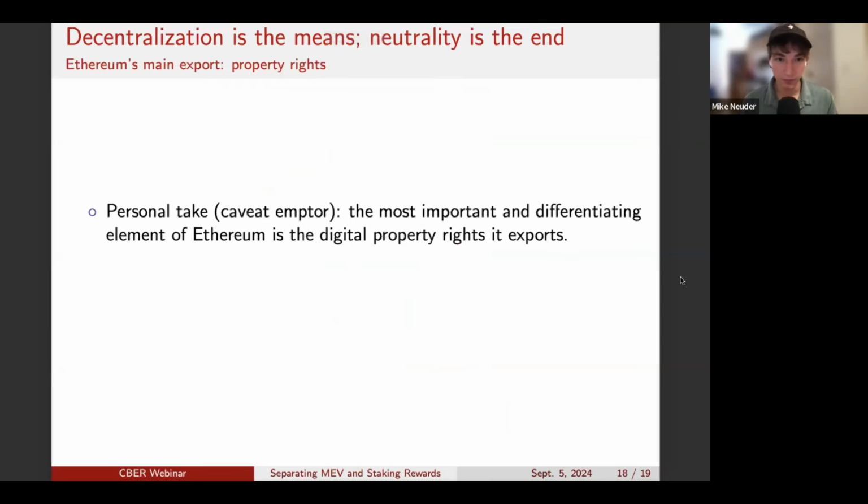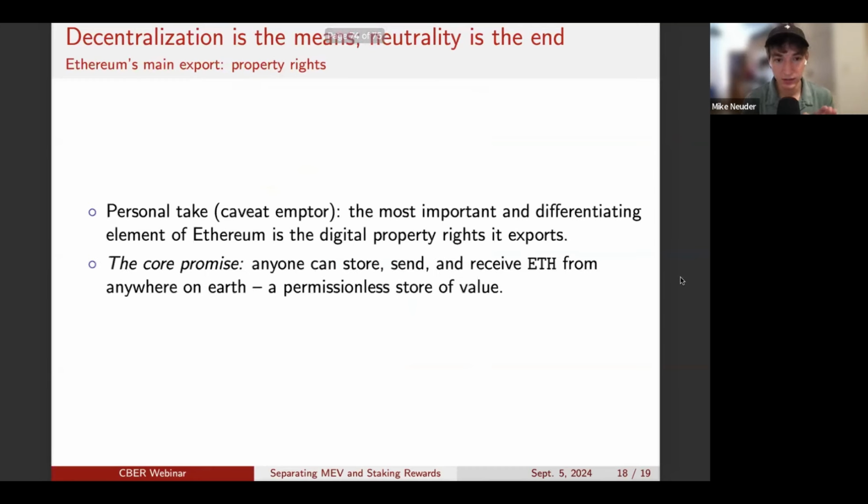Cool. And this is my last slide. This is a personal take, but I think the most important and differentiating element of Ethereum is the digital property rights it exports. So the inalienable right and the core promise that anyone in the world can store, send, and receive ETH. And this permissionless store of value argument, to me, is still what makes Ethereum fundamentally different from fintech, from the more centralized versions of crypto ecosystems. And so this is why we think about decentralization and understanding validator rewards and playing through all the game theory of how they could centralize and concentrate economic power all the time. It's because this is the core promise we're trying to keep. And that's why we need the neutrality of the core chain to preserve that.